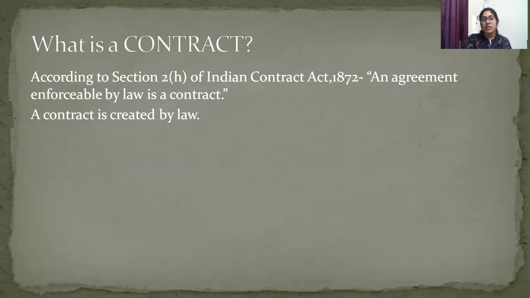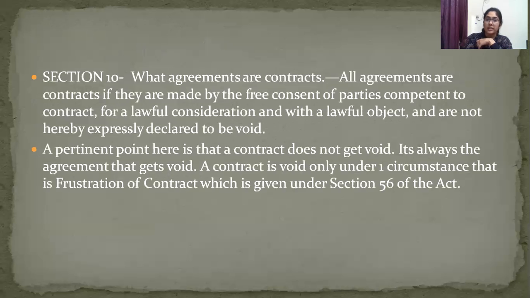Again, the second slide talks about what a contract is. Section 2H says an agreement enforceable by law is a contract, and a contract is created by law. All right, so section 10. These are sections which I'm just reading out, you just have to listen to it. There's nothing that you have to memorize about which section talks about what, but you should have a vague idea.